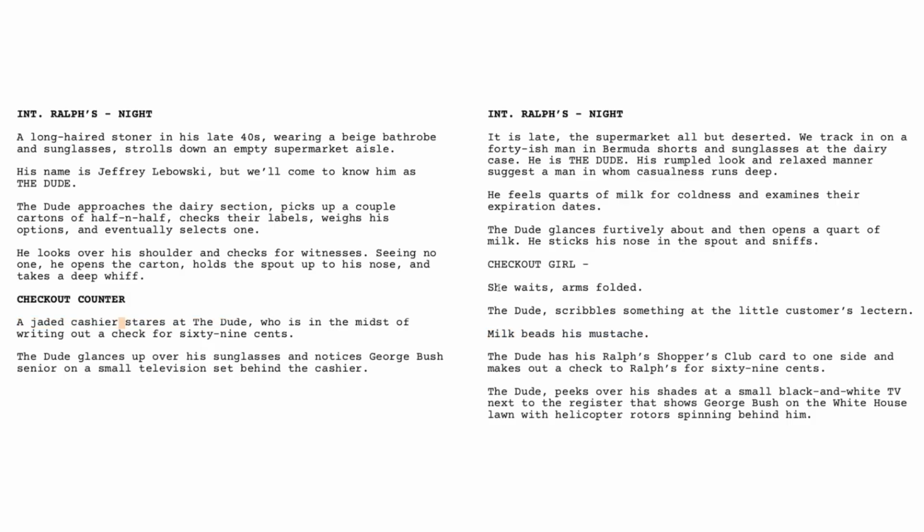One thing I'm noticing that they're doing a much better job of is you can see the shots more clearly in their scene description. Here I wrote, a jaded cashier stares at the dude who is in the midst of writing out a check for 69 cents. They describe the shots much more accurately. So the cashier is waiting. He's writing something, but we're not seeing what it is yet. But we are noticing the milk on his mustache. And then we're cutting to a new shot of the Ralph's Shoppers Club card and the check for 69 cents.